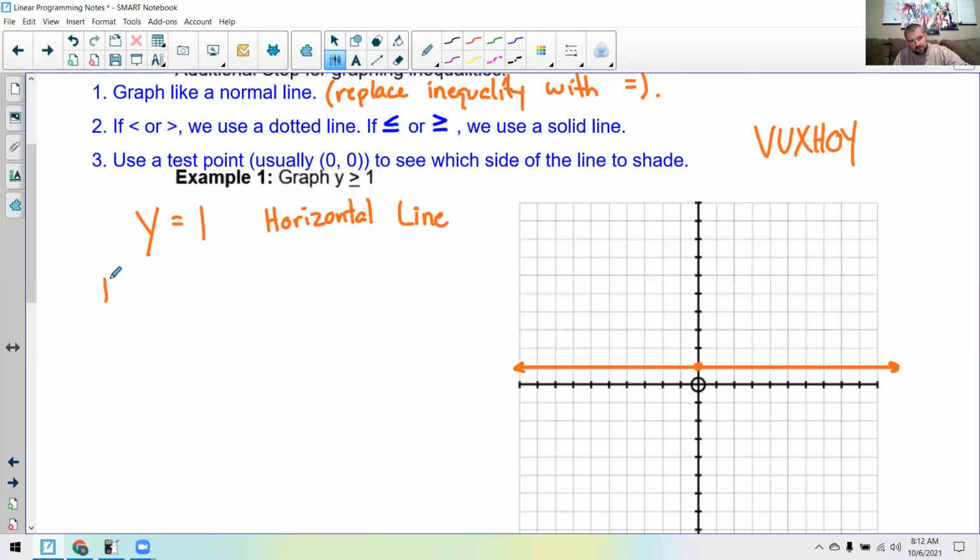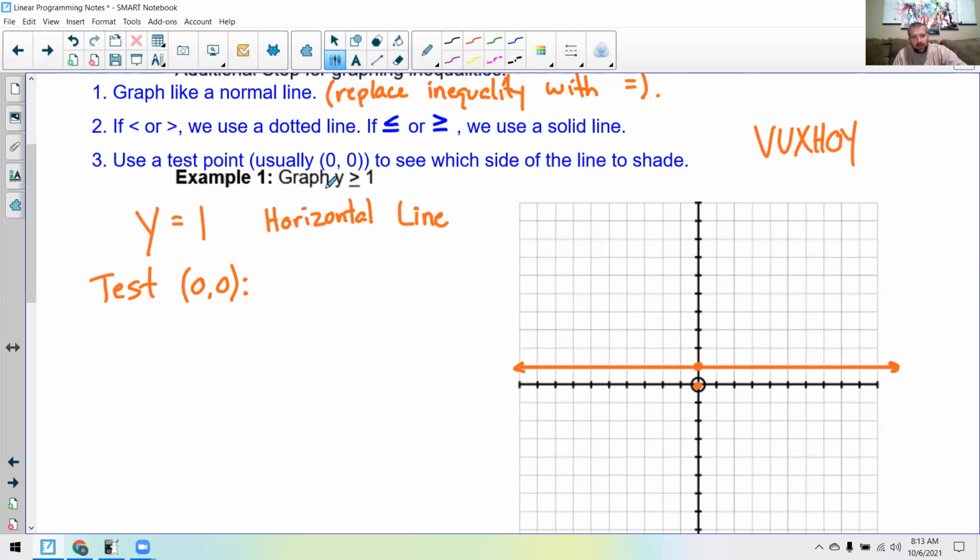So we're going to test the point 0, 0. 0, 0 is always the best point to test. The only reason why you would use a different point is if for some reason our line goes through 0, 0, the origin. But it doesn't here. 0, 0 is right there. So I'm going to test 0, 0.